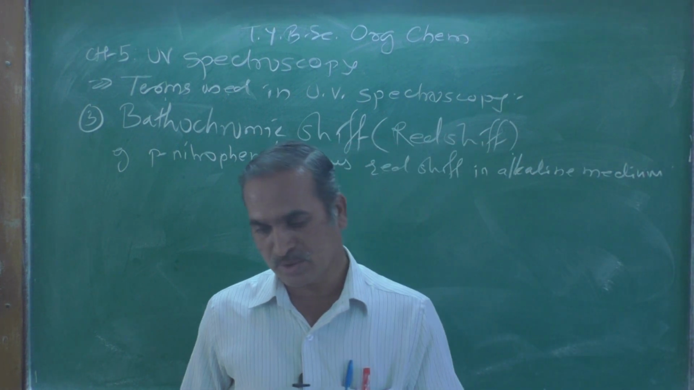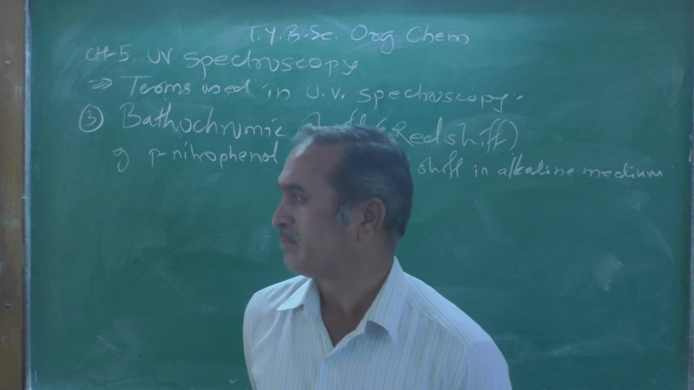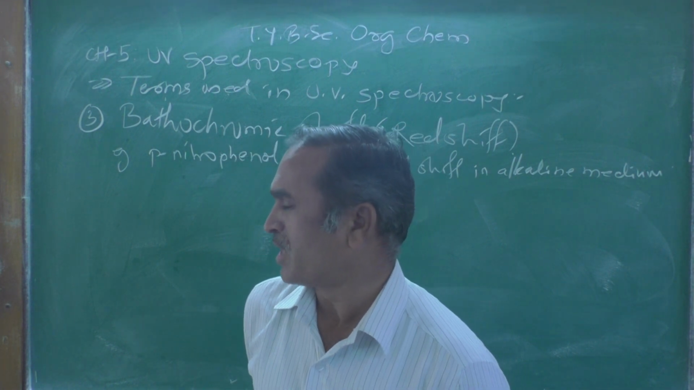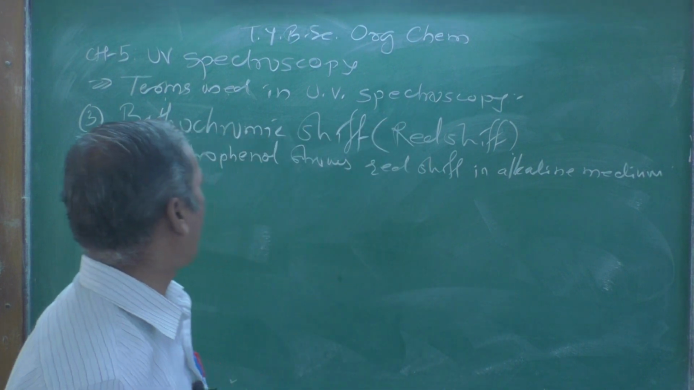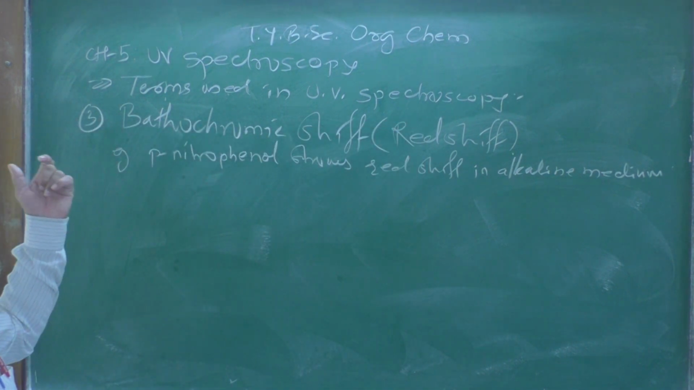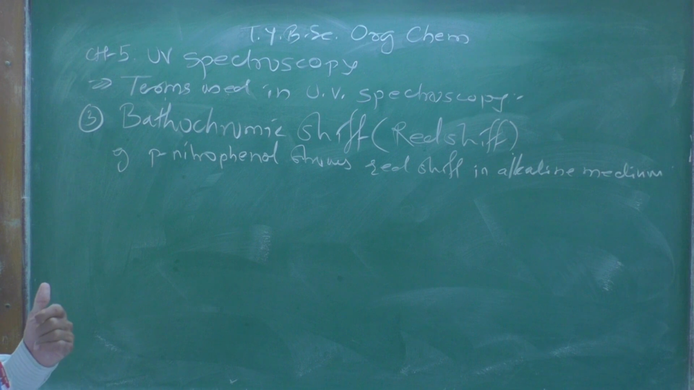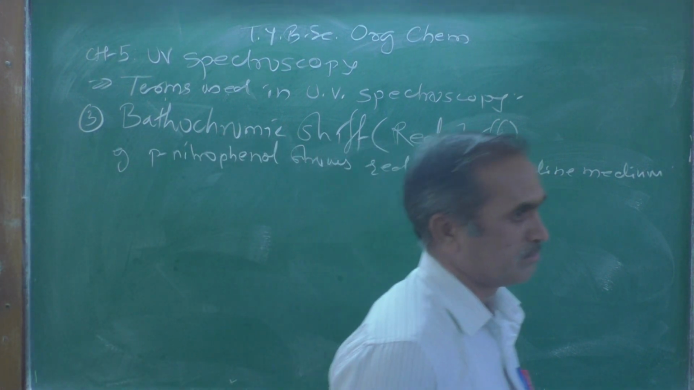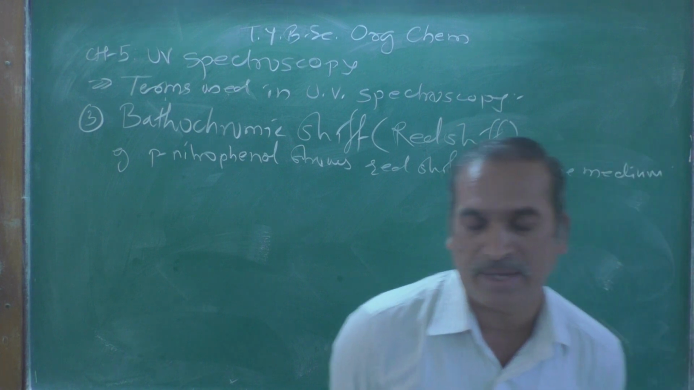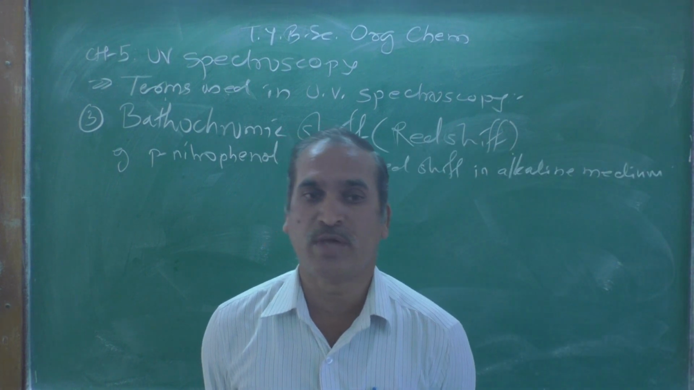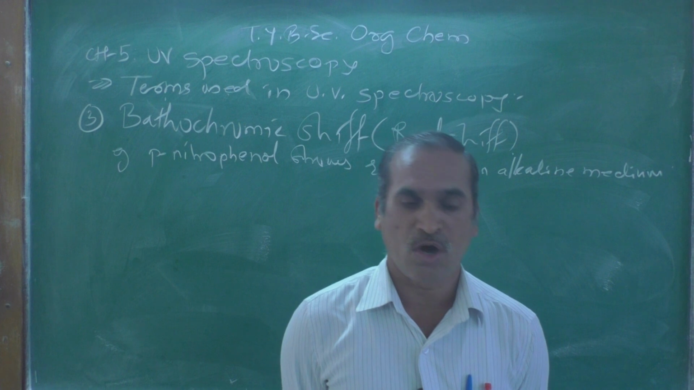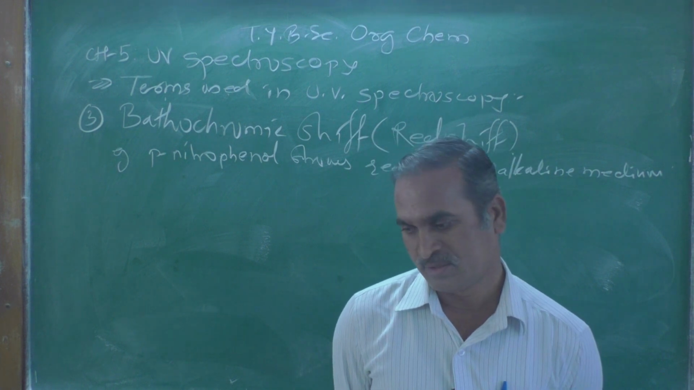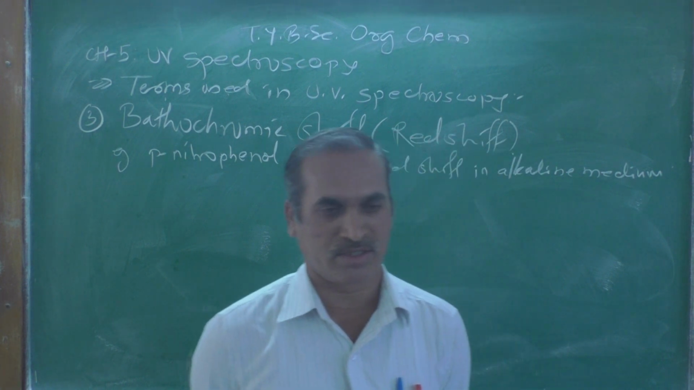A 2 or 3 mark question may appear. The nature of the question is like this: explain the following. Para-nitrophenol shows red shift in alkaline medium. They will say explain. So how will you answer such types of questions?